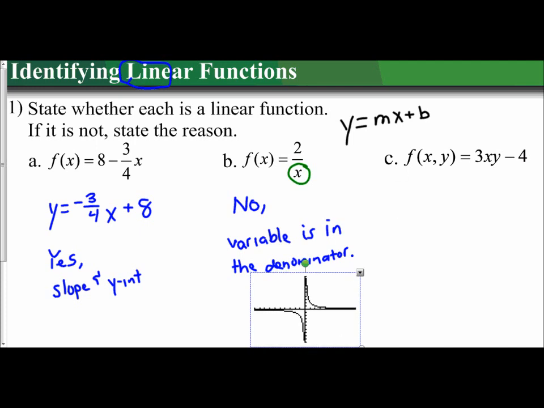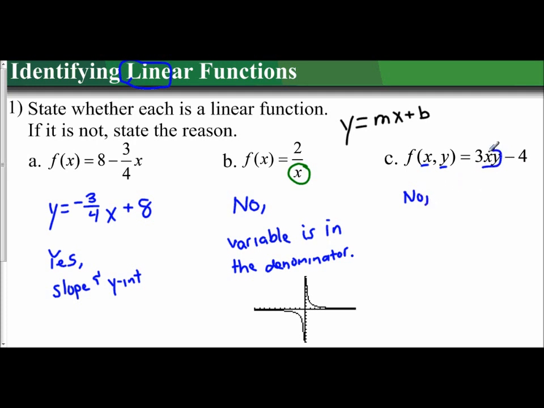So let's examine part C. F of xy equals 3xy minus 4. And these are the ones, like I said, you think to yourself, oh, look, my variable has an exponent of 1, so it has to be linear. And that's false because we actually have two variables. This function is defining your variables as x and y. And so therefore, this is not a function.